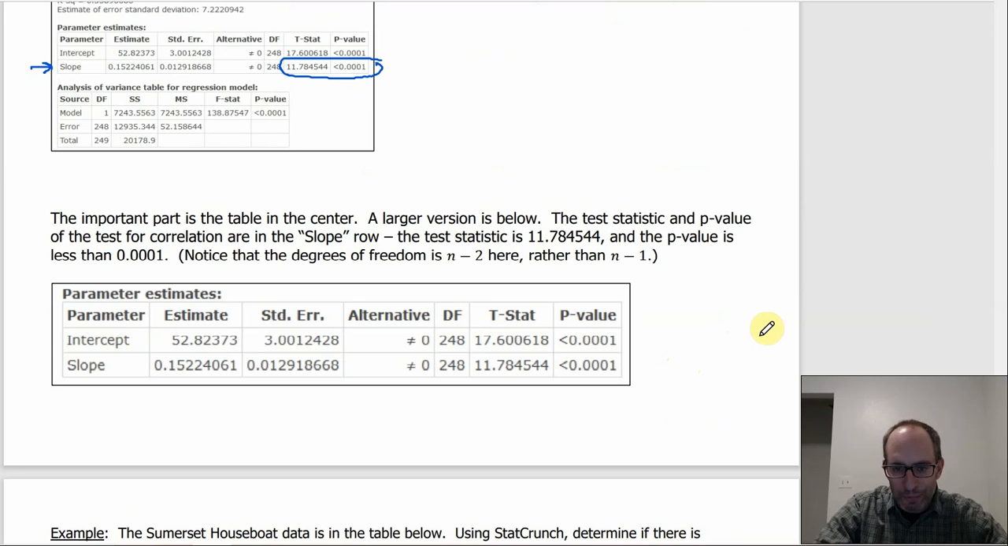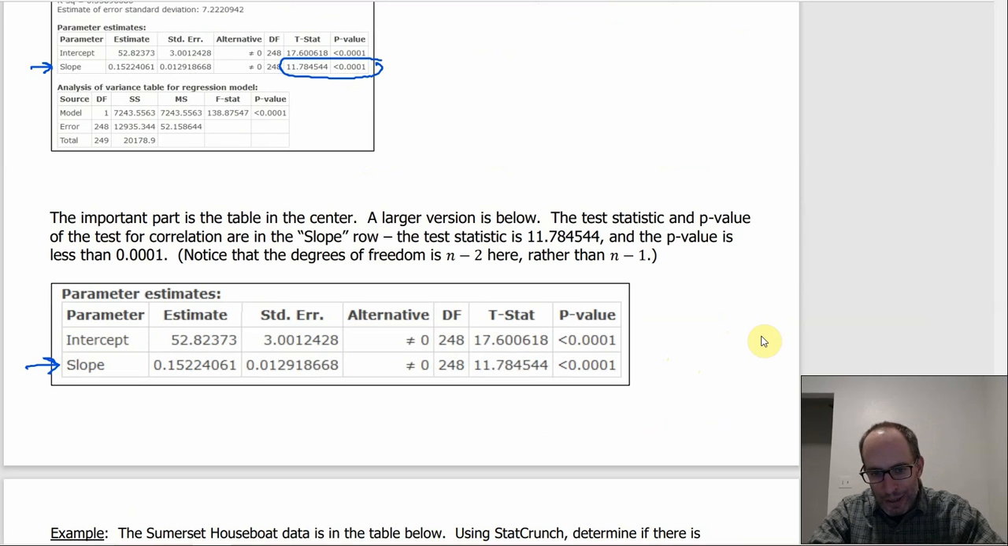All right, so then the important table, I made a nice big one here. It's the one in the middle. It's that slope row right there. The things that we may want are these two, because the test statistic and p-value in the test for the slope are the same as the test statistic and p-value in the test for the correlation. The test statistic is roughly 11.785, and the p-value is going to be really tiny, as it should be with a test statistic like that. That's 11.785 standard errors above the mean. That's pretty far, so it's way, way out there in the right tail.